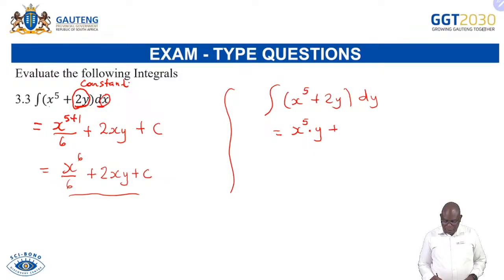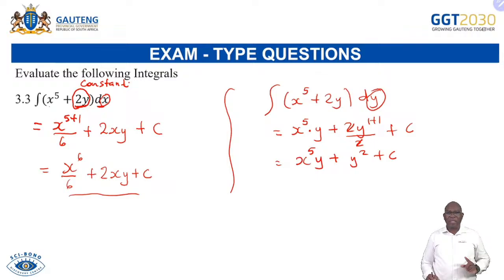Then that is plus 2y, 1 plus 1 all over 2, then plus c. So I'll have x to the power of 5y, and then plus the 2 and the 2 divides, we're going to have y squared plus c. So please make sure that you check here, what is it that you are integrating?